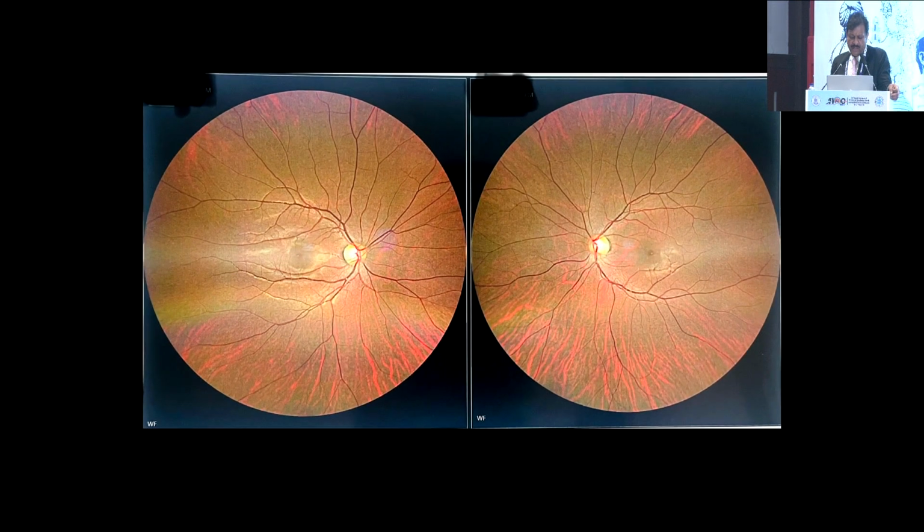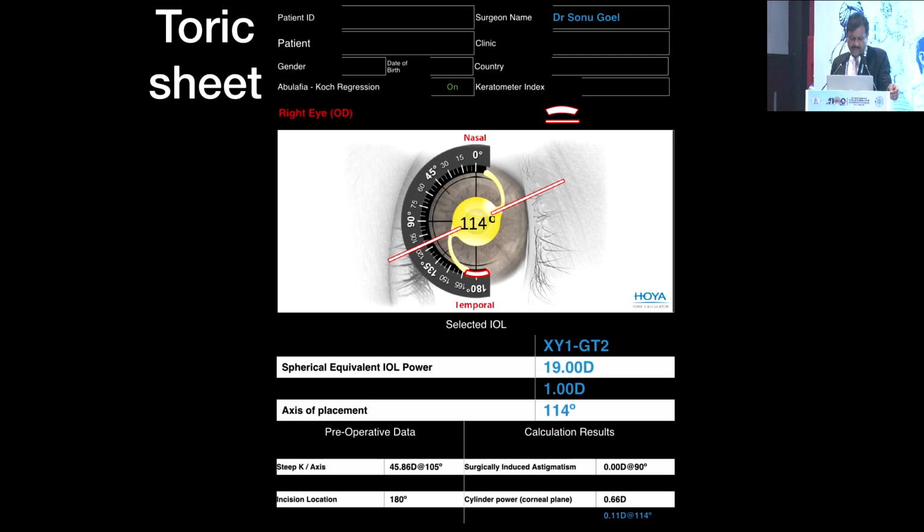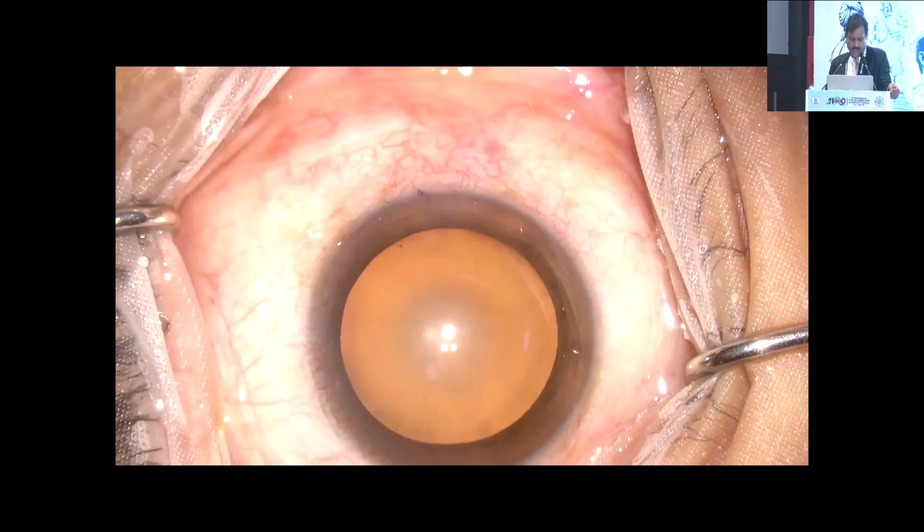So we do the fundus examination, and I think this is the wonderful tool Atlas has given us, an overview of the picture. So this is actually what you send, the findings, to the Hoya guys. They will give you this picture. So here we are looking at the model of geometry, which is a T2 model plus 19 and to be positioned at 114 degrees. So quick surgery.